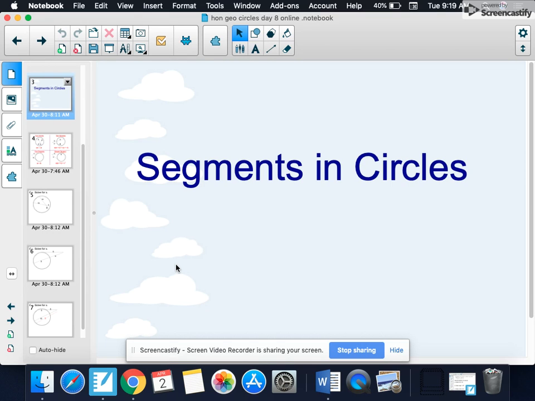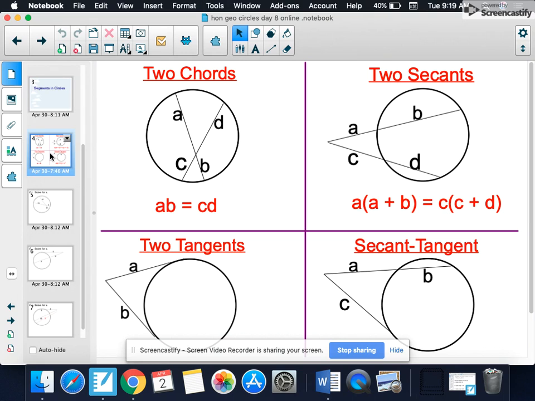So for this section, we're going to be talking about segments and circles. There's 4 theorems that come along with this. We've got one for 2 chords, one for 2 secants, one for 2 tangents, and then one with a secant and a tangent. So we're going to be using those to solve our problems.